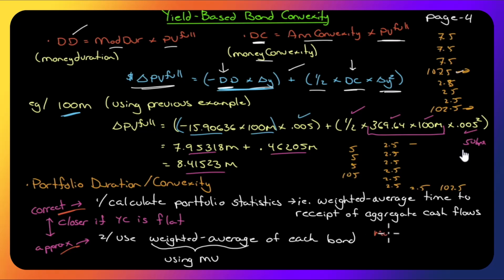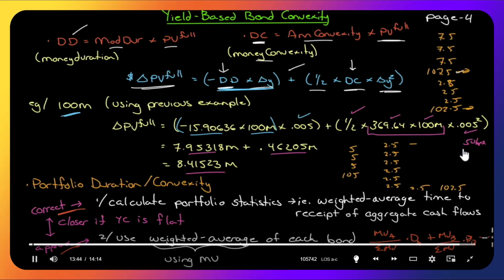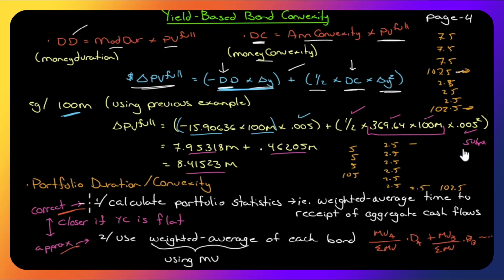So you'll have the market value of bond A over the sum of all the market values times the duration of bond A plus the market value of bond B over the sum of all the market values times the duration of bond B. On and on you go. This is an approximation. This is the correct way. The flatter the yield curve is, the closer these two happen to be. Most portfolio managers will use the weighted average of each bond because it's easy to write an algorithm in your platform to get that done. It's much more difficult to do it based on portfolio cash flows.